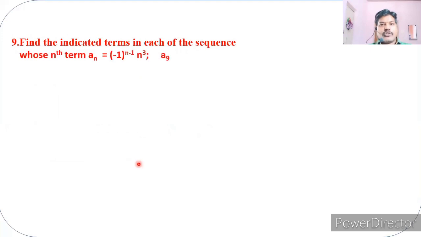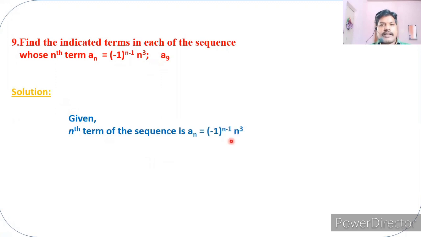See question number 9. This is also the same question. Find the indicated term whose nth term is an is equal to minus 1 power n minus 1 into n cube. They are asking to calculate the ninth term. For this, first take the given an value. After taking the nth term, just replace n is equal to 9. I'm substituting n is equal to 9. Just replace this n value with 9, and you will get the ninth term.